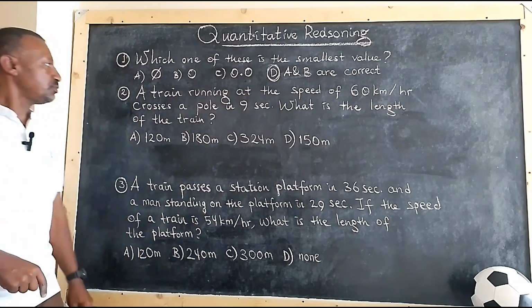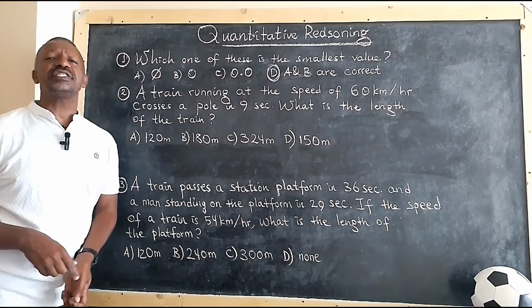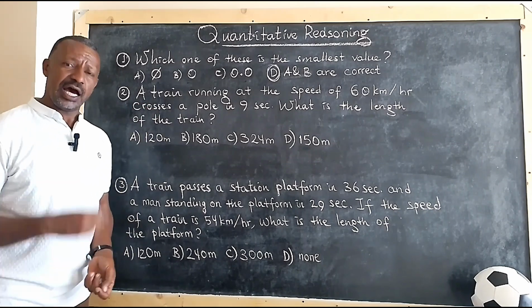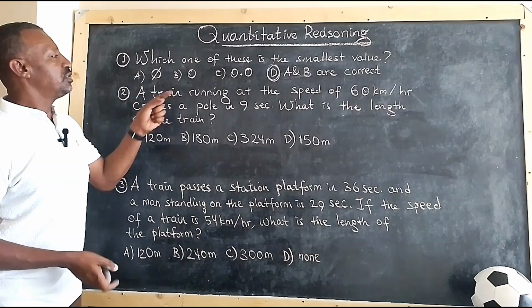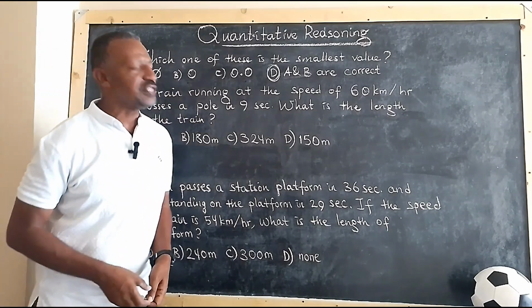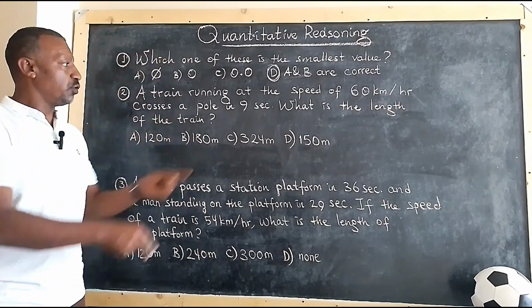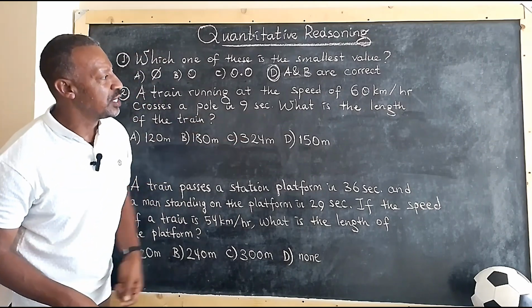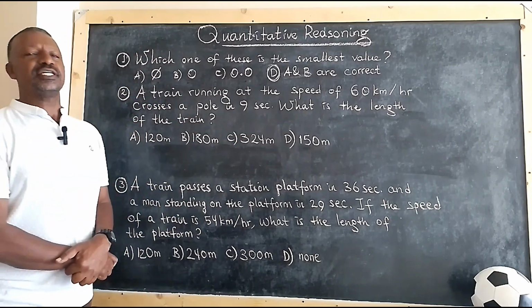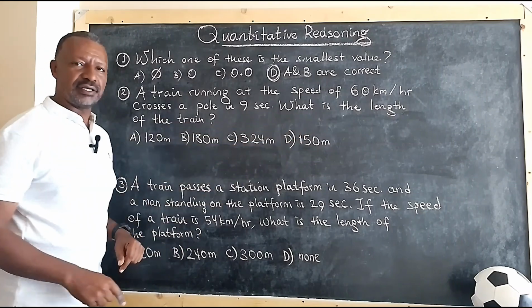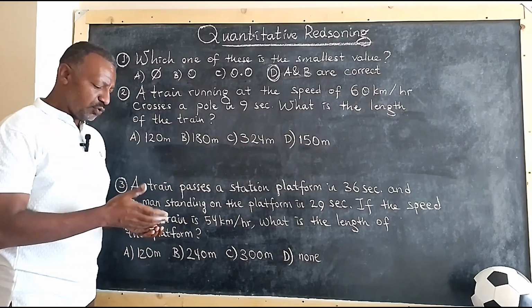Number 2 and number 3 are physical quantitative questions. I hope you do it right. It's very simple. A train running at the speed of 60 km per hour crosses a pole in 9 seconds. What is the length of the train? The question is the length of the train. How do we calculate that?